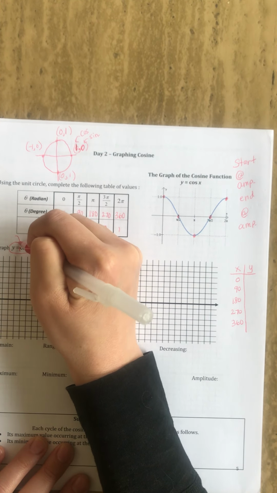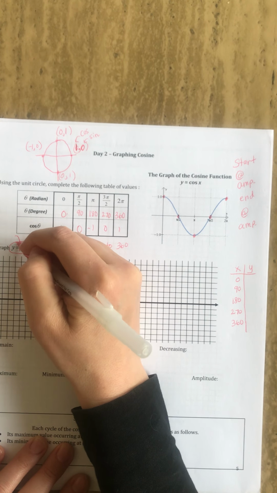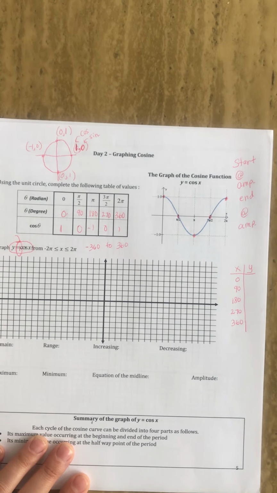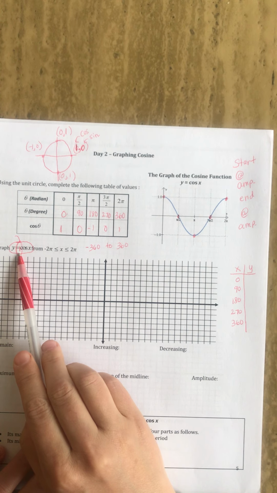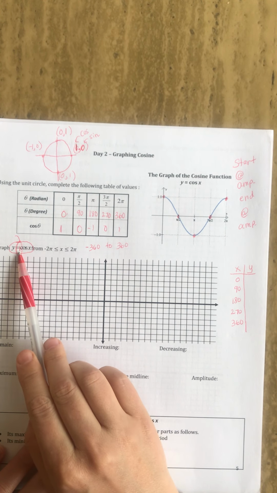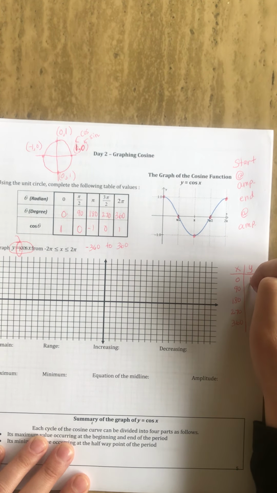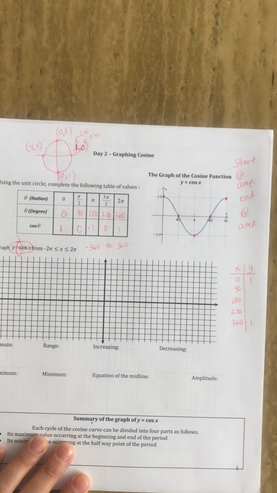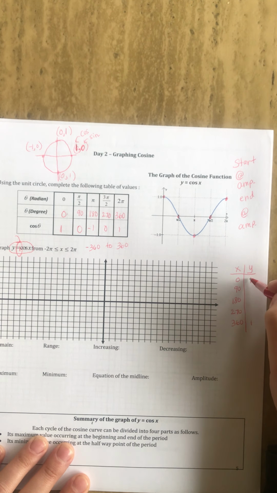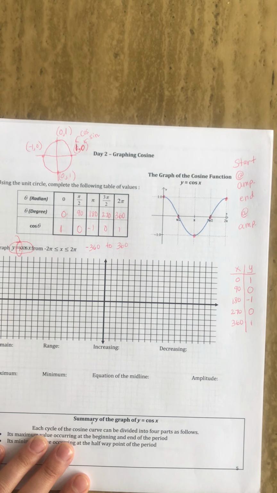We talked a lot about where the amplitude was for sine. The amplitude's always out in front. You'll see that amplitude 1 right out in front here. So we're going to start at 1. You're going to end at 1. And then from there, you're going to go 1 down to 0, negative 1, 0, back to 1.